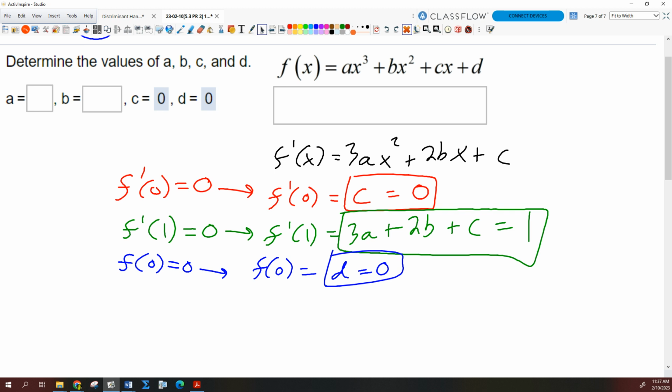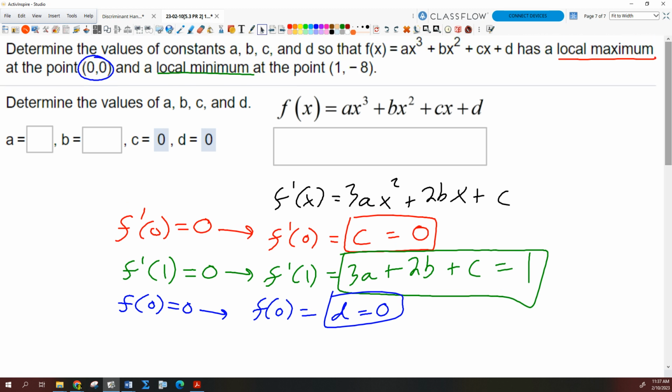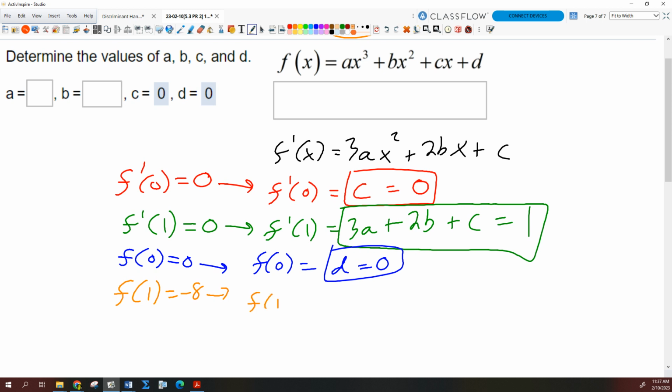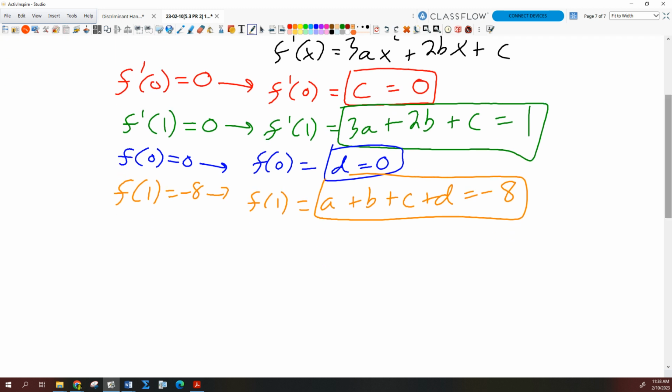Right? And then the last one is this other point at (1, -8). What's that tell us? f of 1 equals -8, right? So f of 1 would equal, times 1, so a plus b plus c plus d equals -8. Well, there's my system of 4 equations and 4 unknowns.